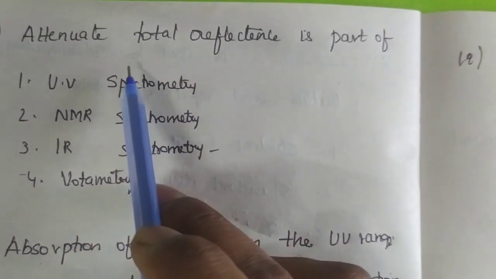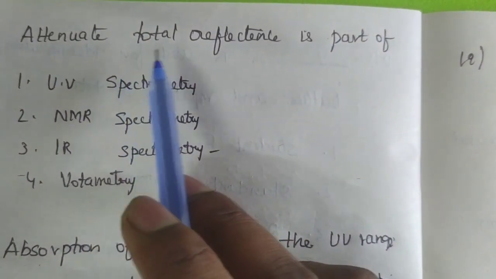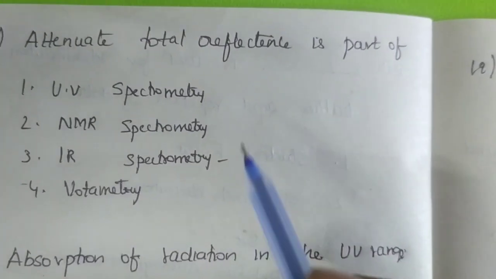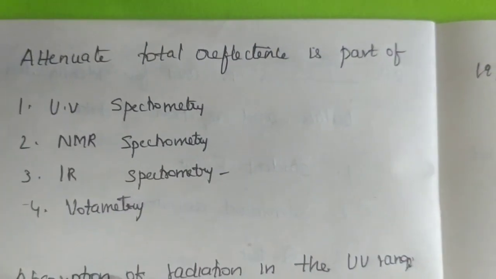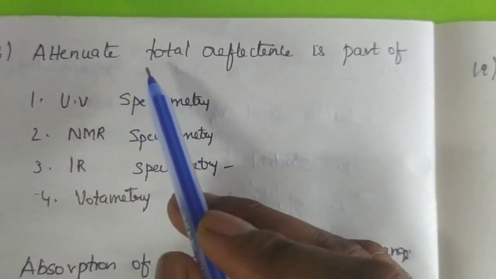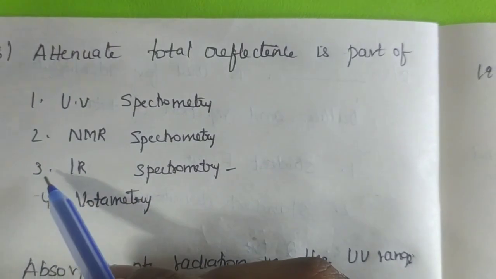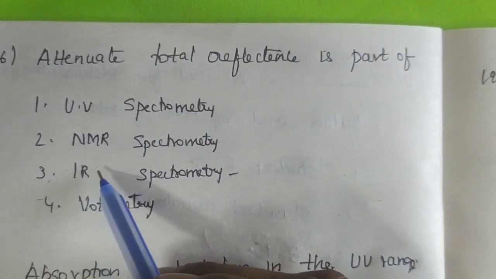Question number 16. Attenuated total reflectance is a part of. I have skipped some questions. They are not appropriate. The answer is IR spectroscopy.